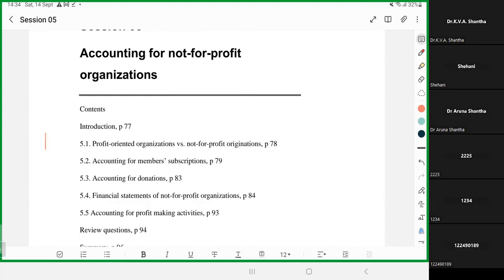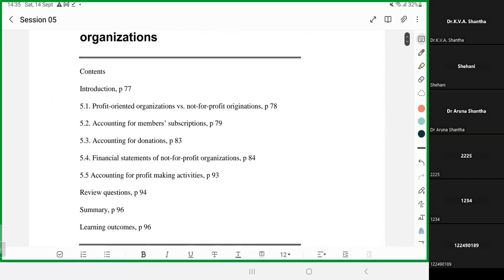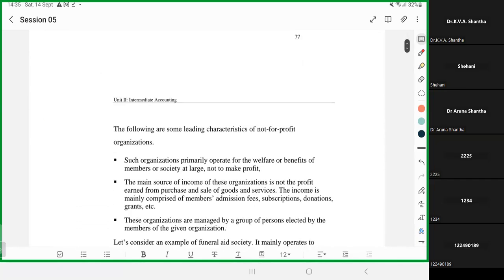So likewise, their motive is not to make profit, but some other aspects. For example, charities, sport clubs. A sport club's motive is to promote sports. So we are going to study the financial statements for these kinds of not-for-profit organizations. In the post material, I have explained very clearly.